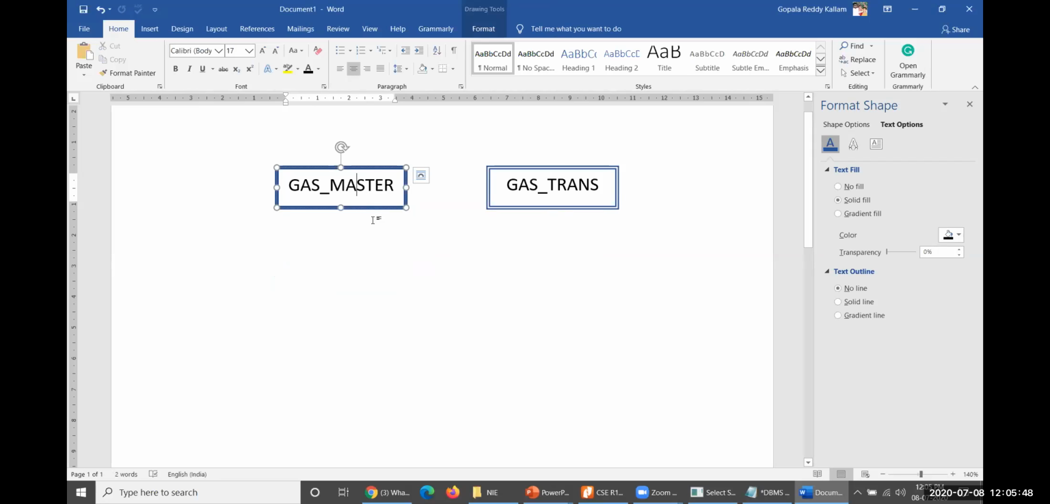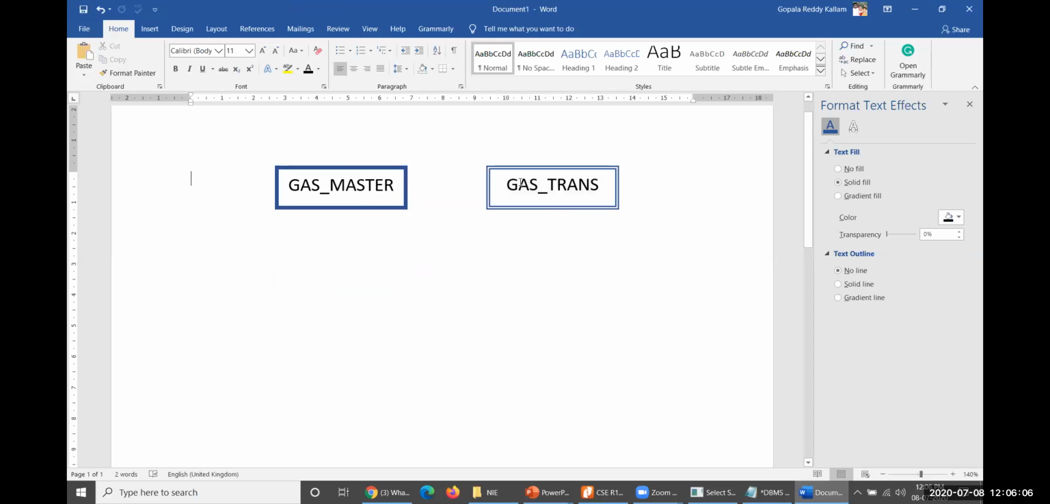Look at this. While entering some kind of data in gas master, you do not refer to any other tables. Whereas while entering gas transaction, you must refer to the values of gas master. If gas master has some account number, otherwise a customer number, then only you are able to book. Otherwise, you could not book.